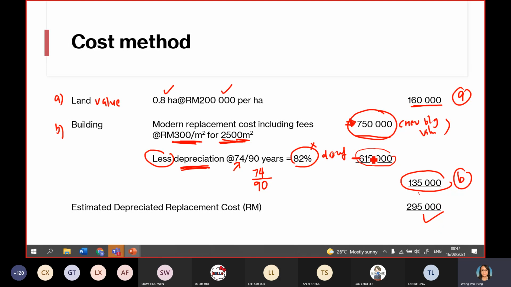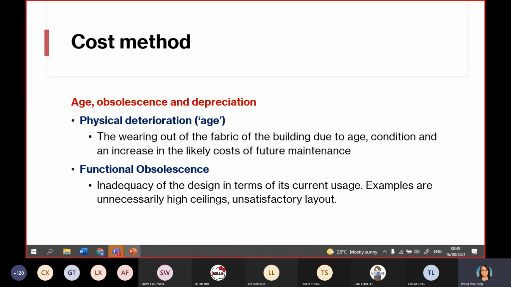So for the cost method, remember it is for those buildings that are not doing any business, they don't have rental value, they don't have capital value. So under this, you divide it into land value plus building value. Remember for the building value, you need to minus the depreciation. All right, and some theory.